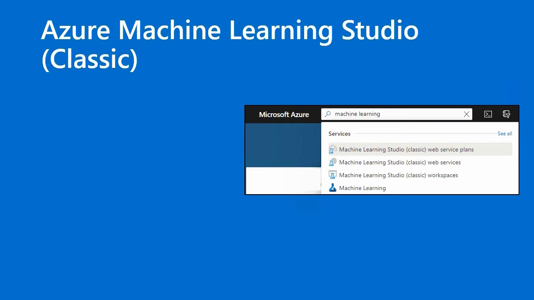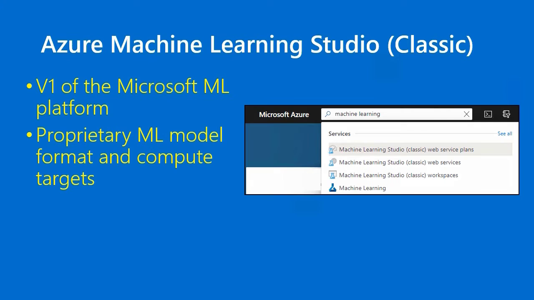Now, there's two Azure Machine Learning, or AML as it's sometimes called, services or products in Azure. This one, Azure Machine Learning Studio Classic, is legacy. It's around, I think, to support customers that started with this product when it was all that was available, but it's not what I recommend you use for any present or future work with machine learning model development in Azure. I call the Machine Learning Studio, the classic experience, V1 of the Microsoft ML platform.